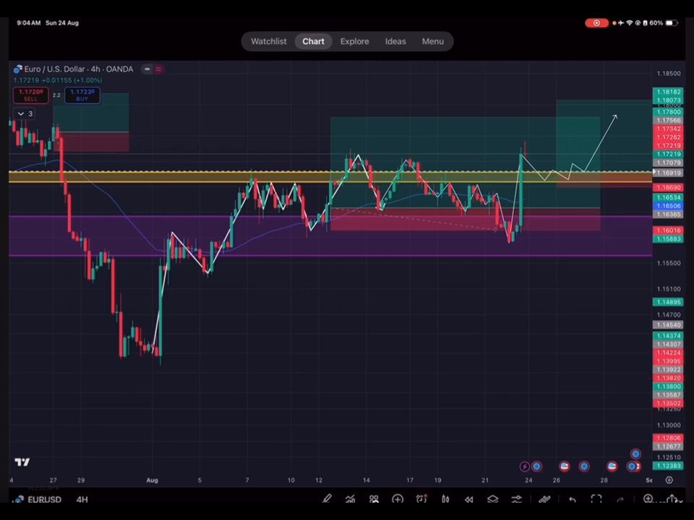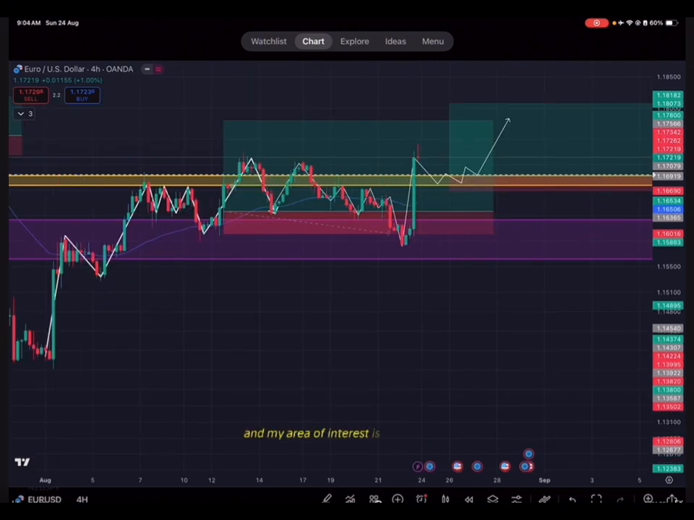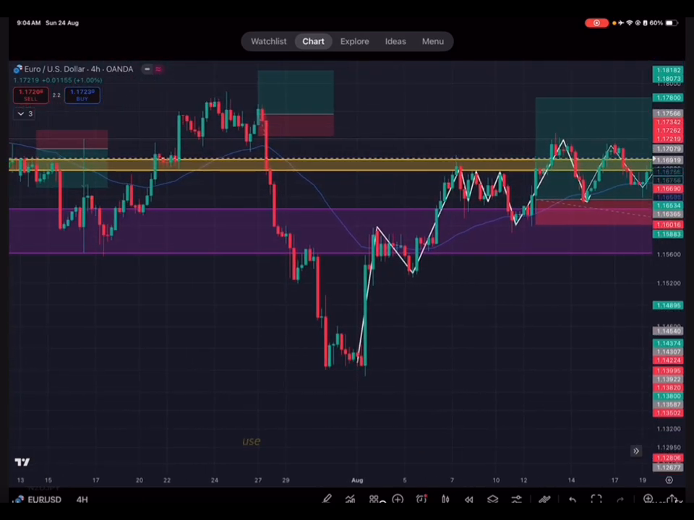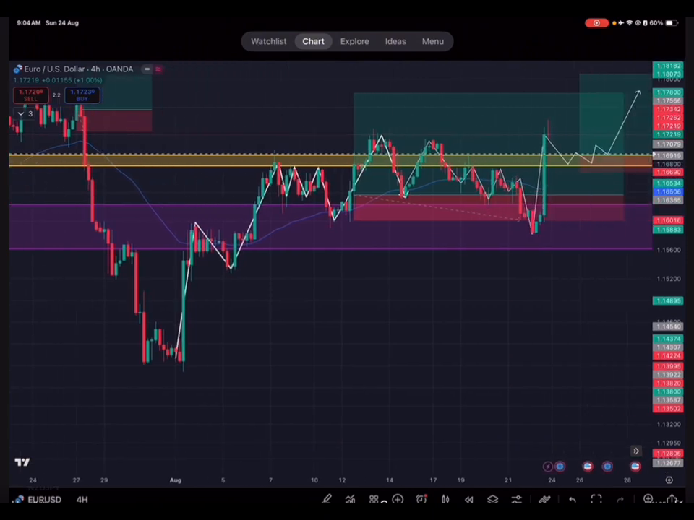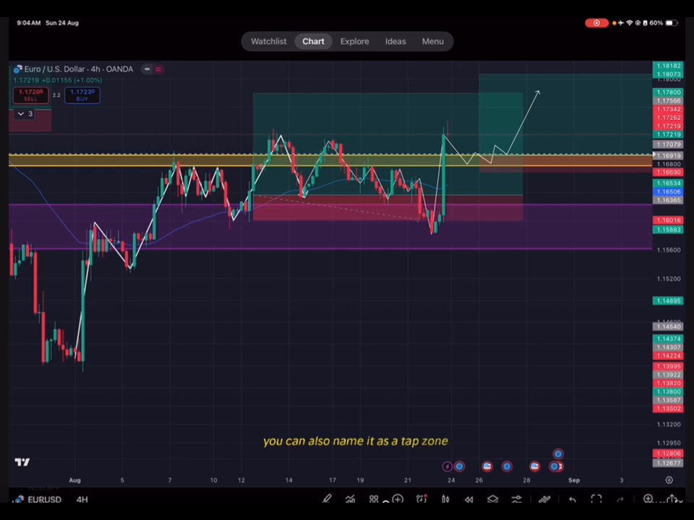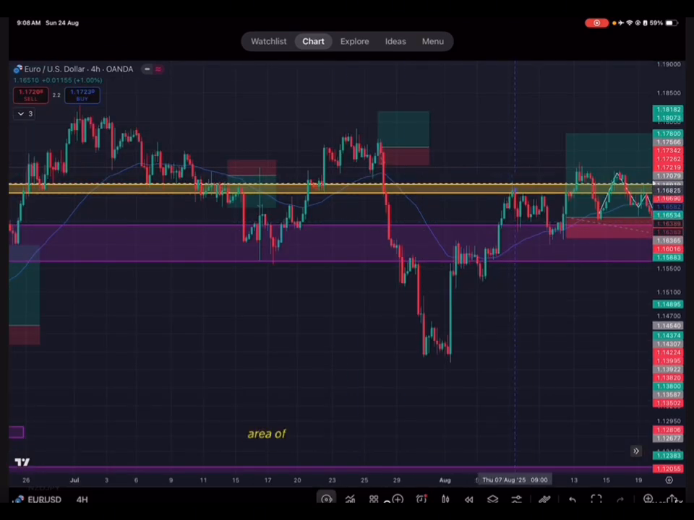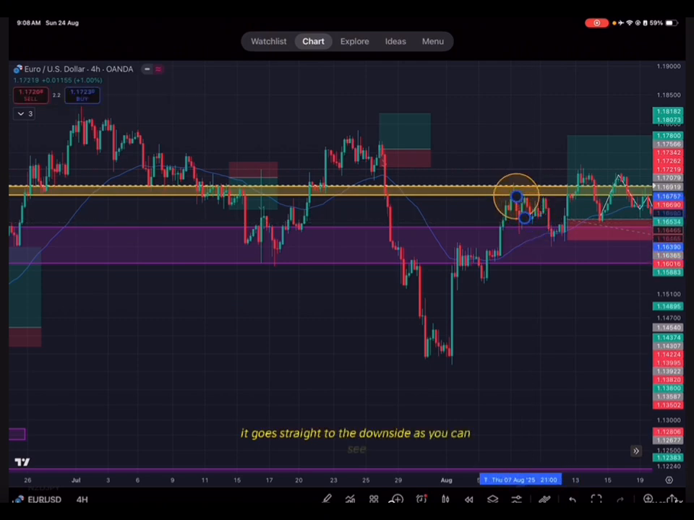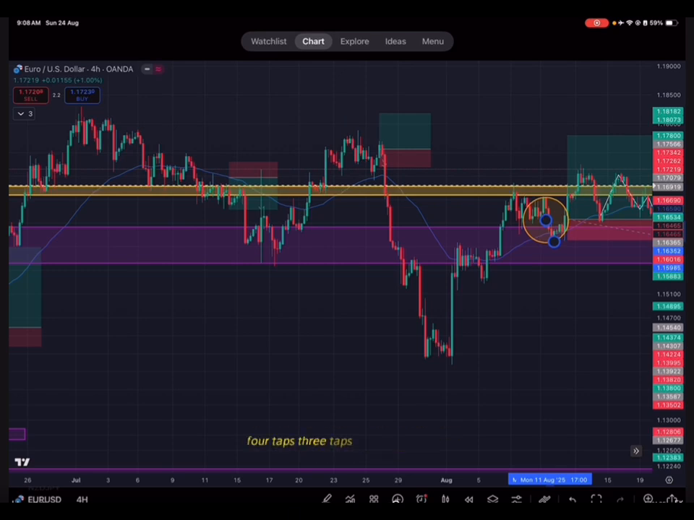Like for example here in this point, the market tapped like 3 times. My area of interest is that kind of demand zone where the market uses it as a support or resistance, or you can also call it a tap zone, a zone where the market uses it for continuation or reversal patterns. Let me show you the valid area of interest. Here the market taps and goes straight to the downside, as you can see. A valid area of interest has multiple taps, more than 3 or 4 taps.